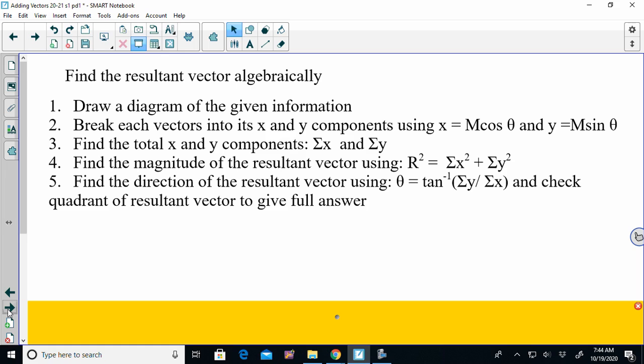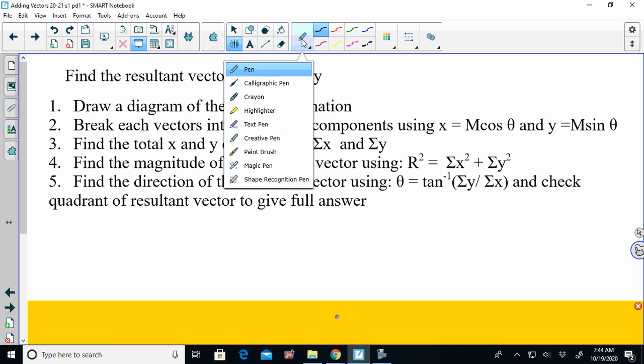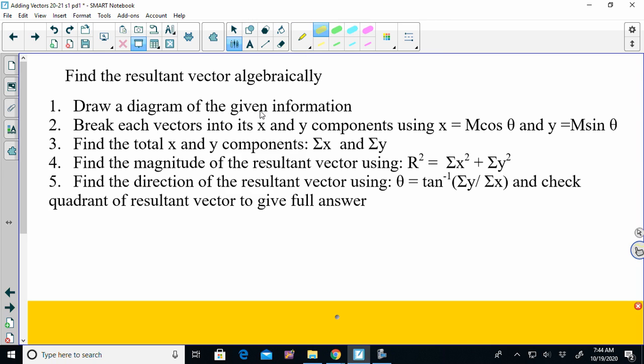Since the x components are parallel and the y components are parallel, we're going to add the x components and add the y components, which is the summation notation you see here. That means I'm going to add up all the x components and add up all the y components. I can because they're running parallel to each other.